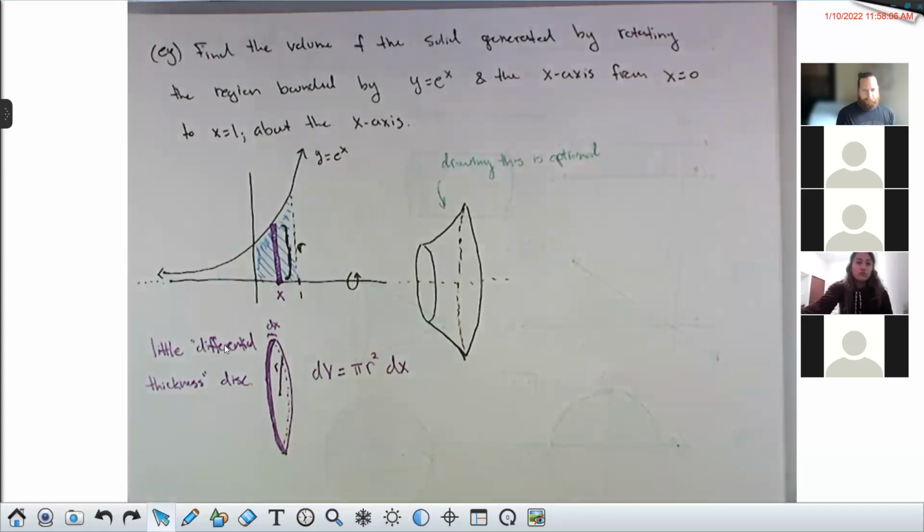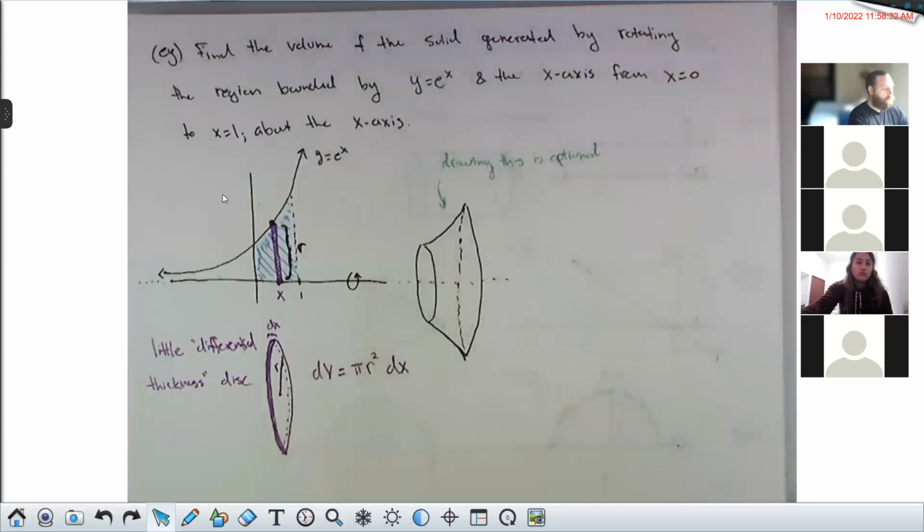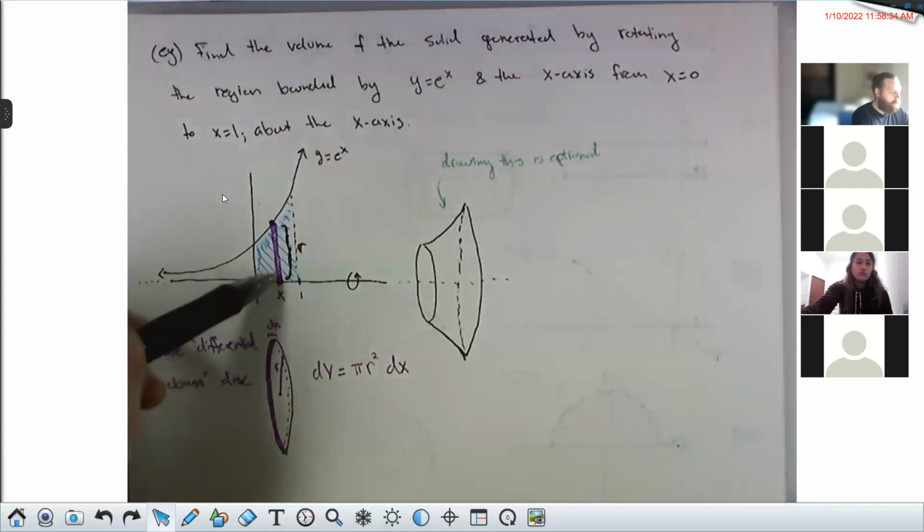Okay, so I need to find the volume of this little disk. The volume of this little disk we call dV, and it's pi times the radius of that little disk squared times the thickness of the disk, which is dx. The radius of this little disk is the height of the strip. So all I need is the height of this strip. What is the height of this strip?